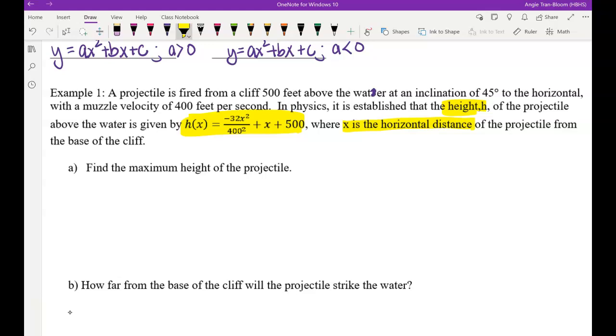Find the maximum height of your projectile. So this is definitely something that we can use a calculator for. It's a quadratic, so technically you can use a vertex formula to find it, but since in this application unit, we can use a calculator for everything. So let's try that.